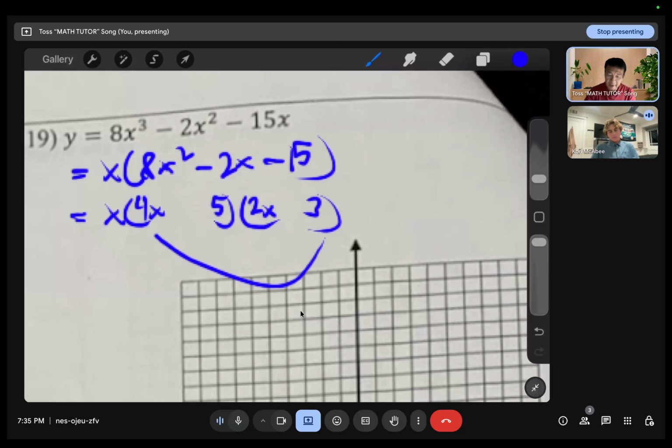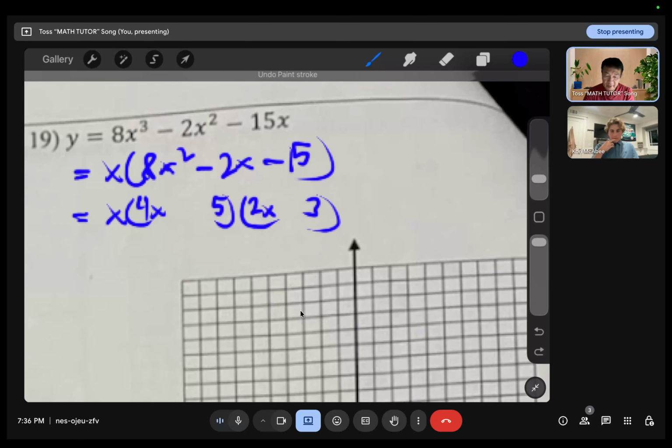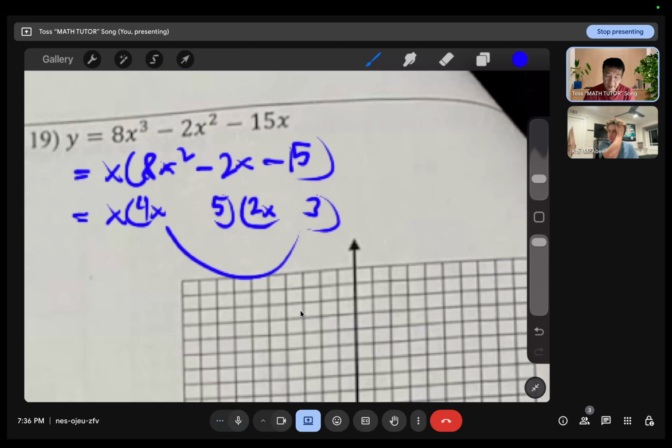If I know my first and last are fine, don't worry about the negative yet. I want to test out the outer and inner. The outer, I'm going to get 12x. The inner, I'm going to get 10x. I can subtract them to get 2x too. So this is the right combination.